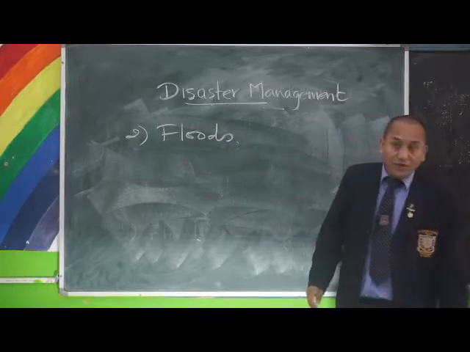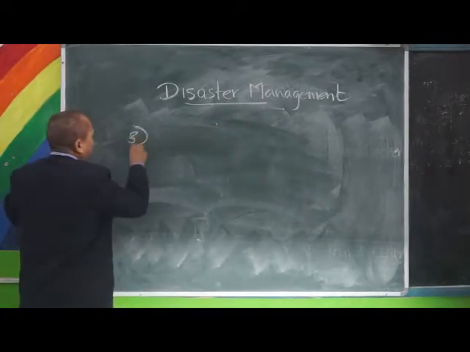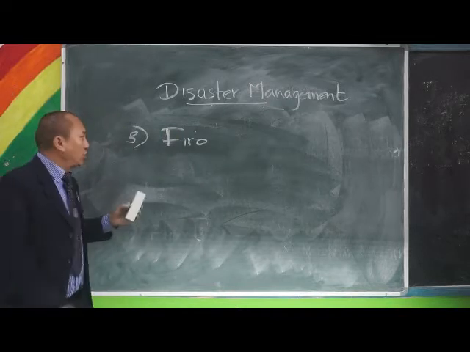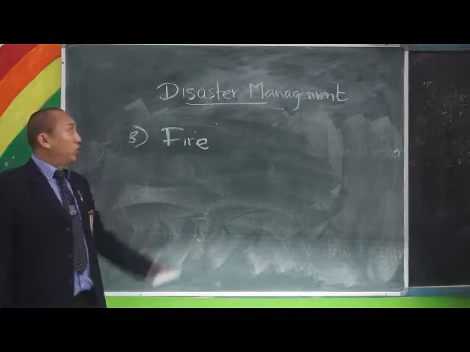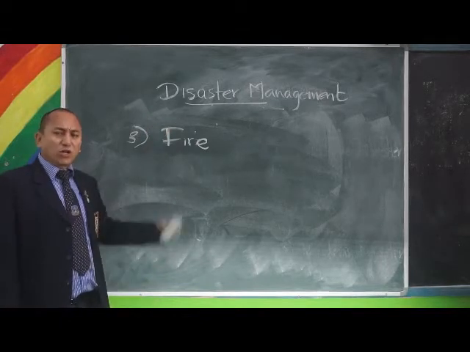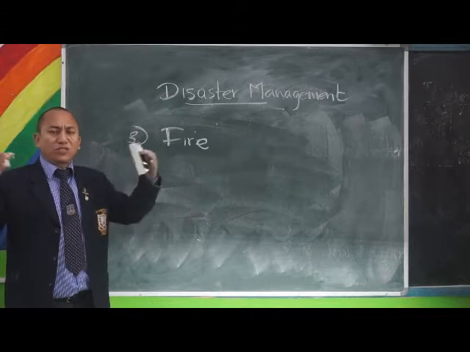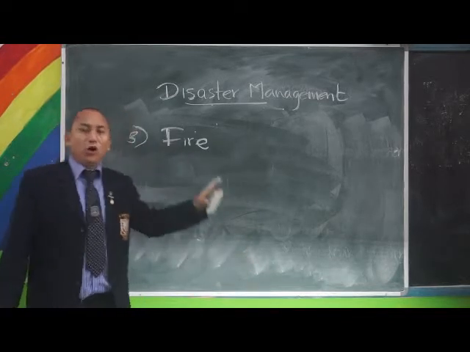Now let's see the next one, that is fire. Point number 3 is fire. Fire is another cause of disaster. Because of fire also, a lot of people lose their lives and a lot of property is destroyed. Now this also could be natural or man-made.